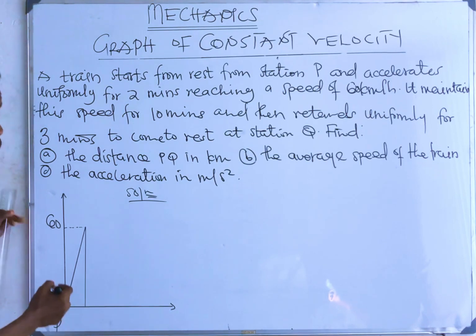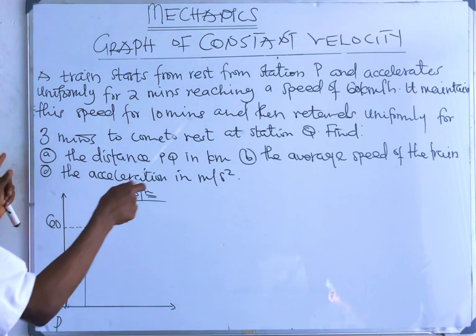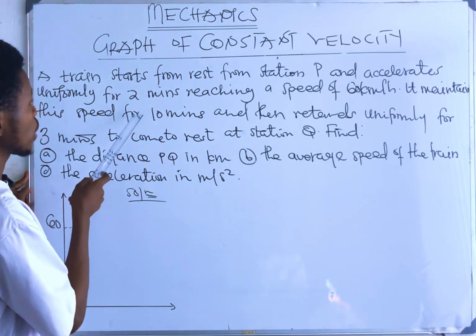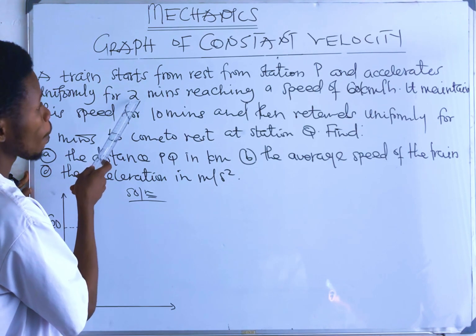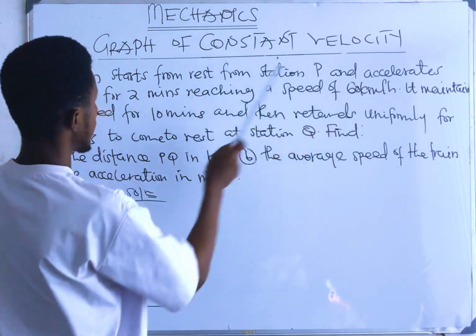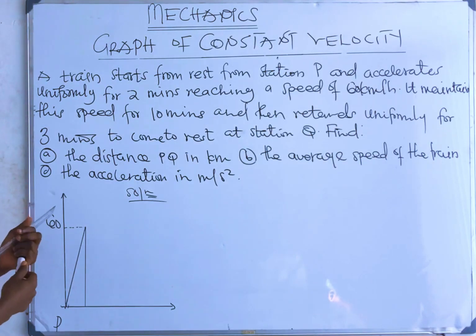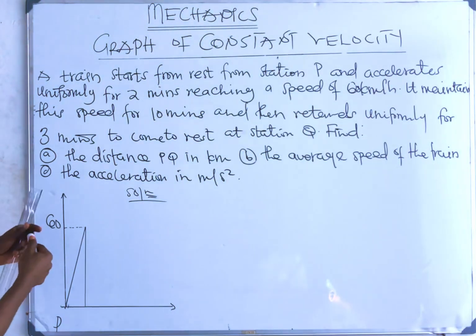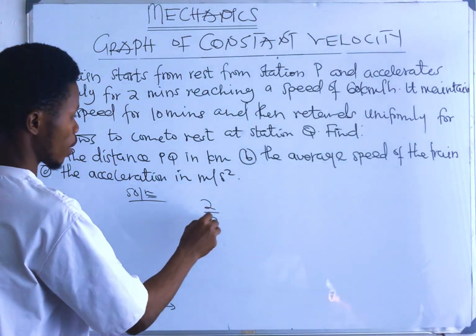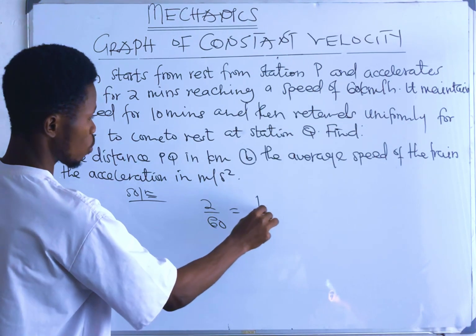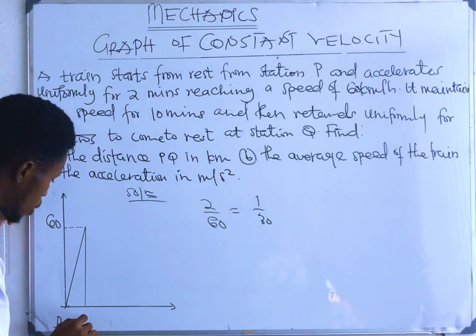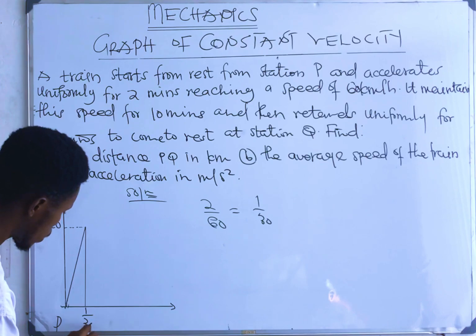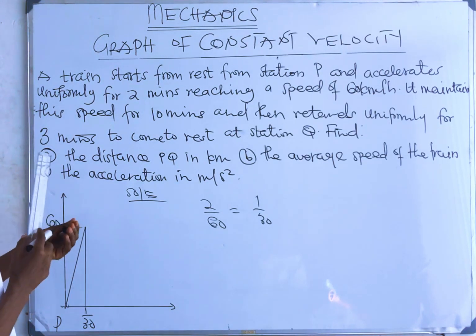But because we are dealing with kilometers per hour, change the 2 minutes to hours. That will be 2 over 60. If you are changing 2 minutes to hours, you divide it by 60. That will give you 1 over 30. So this place will be 1 over 30. That is in hours. Now let's move on.